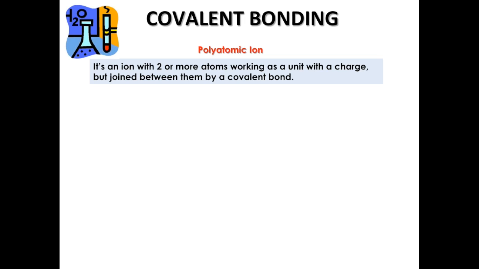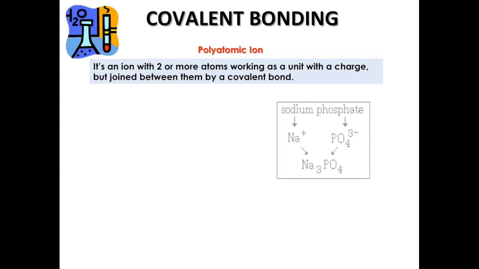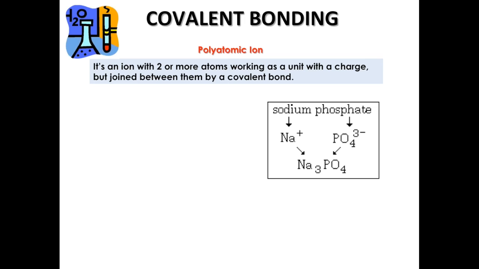Now, there are some structures called polyatomic ion. Poly meaning many. And actually, it's an ion with 2 or more atoms working as a unit with a charge but joined between them by covalent bond. In the example, we have phosphate, PO4, with -3 charge. Phosphorus and oxygen are bonded by covalent bond. But in the presence of sodium, that is +1, they will join together in an ionic compound.